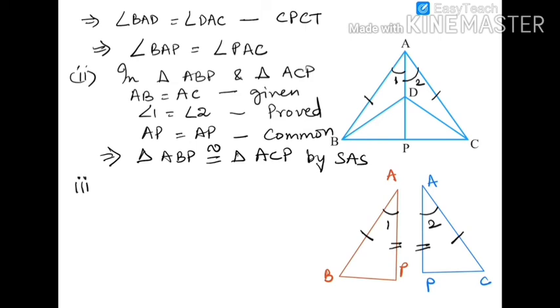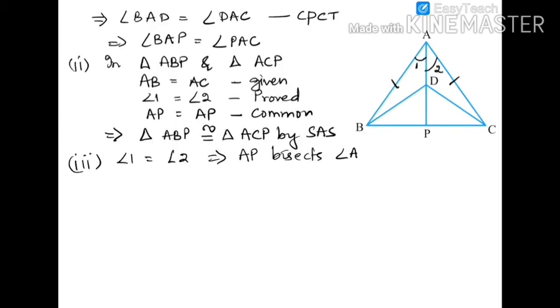Now let's prove the third part. We have shown that angle 1 is equal to angle 2 earlier. So this implies that AP bisects angle A. Now to show that AP also bisects angle D, let's number these angles around D. So let this angle be 3, this be 4, and this be 5 and 6.